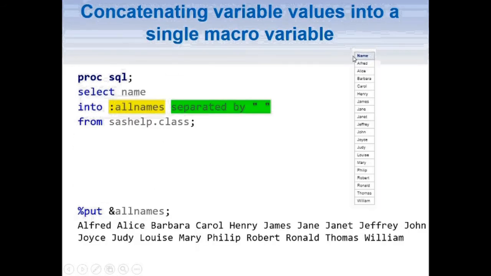We can write all observations of a particular variable into a macro variable. We can do this simply by using the code shown here. In here we are writing select name into :allnames, which is our macro variable name, separated by a separator. Here the separator is blank, from SASHELP.CLASS. And what this code does is wrap up all the observations of a particular variable, in this case name, into a macro variable, and the macro variable name here is allnames.